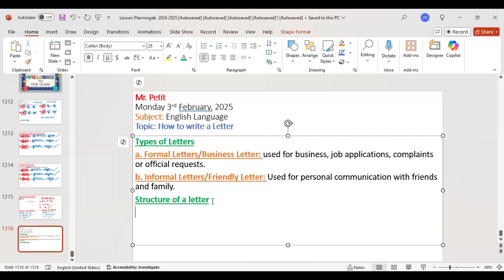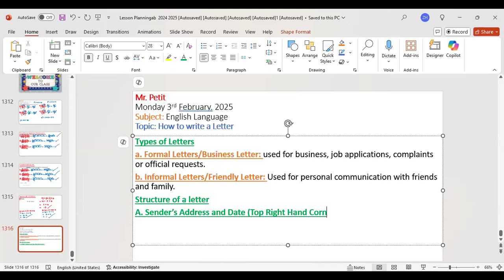So you're going to have the sender's address. And who's the sender? The sender is who? The author. The person who's writing the letter. So the sender's address and date. And that's usually where on the paper is the sender's address? Top right corner. Very good. The top right hand side.